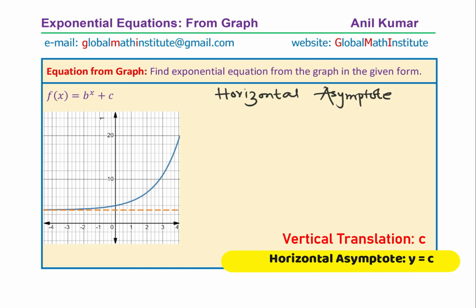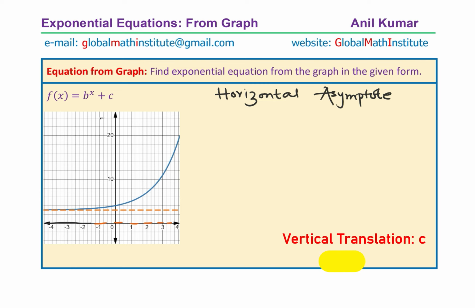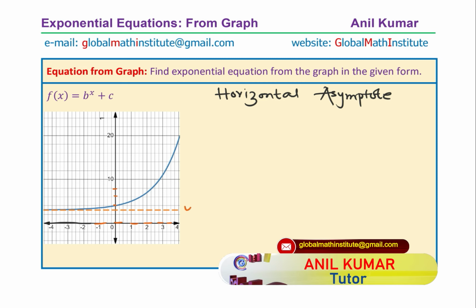So normally the horizontal asymptote will be along the x-axis, correct? But now we see this horizontal asymptote has moved up, right? So if I look into this particular graph, this is divided into 10 portions here. So each one is what? Each one is 2, right? Right. So the horizontal asymptote is y equals to 3.